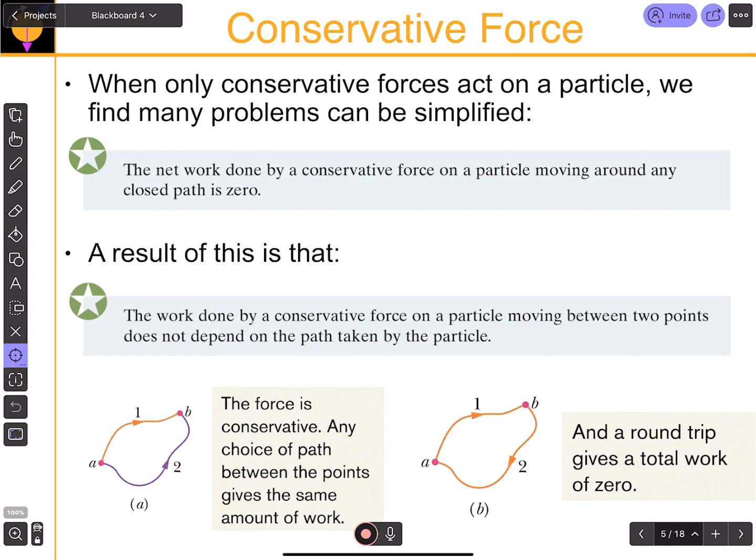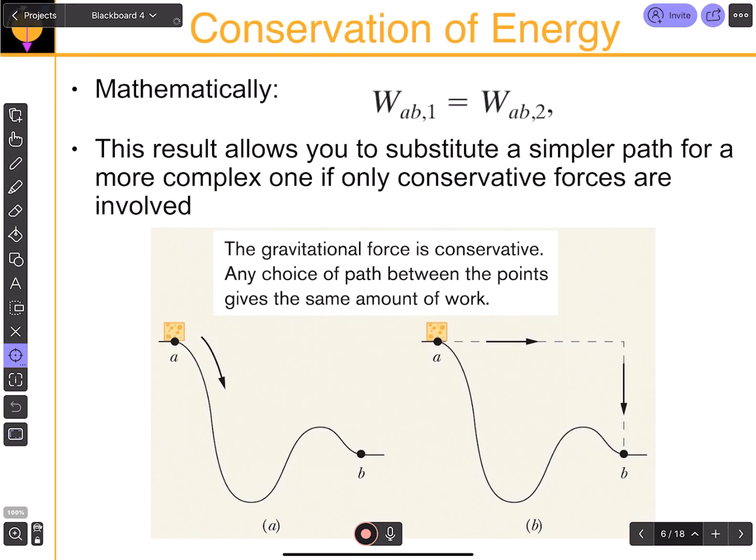Okay, so for those types of forces, we can use potential energy. Mathematically, that means that the work from A to B via path 1 is equal to the work from A to B via path 2. So here's an example. If I have, is that a block of cheese? I guess a block of cheese at the top of a hill.